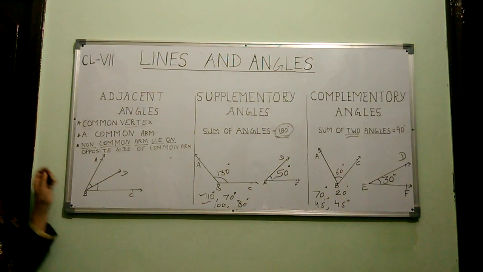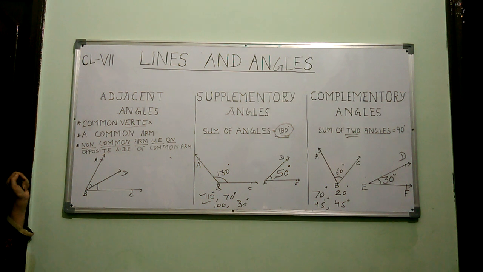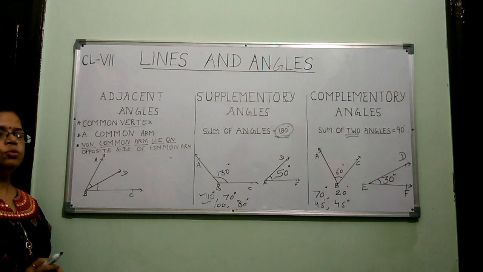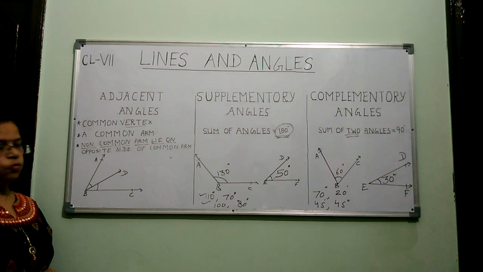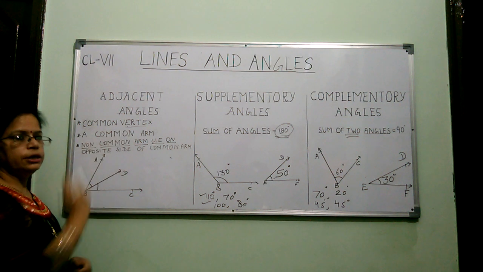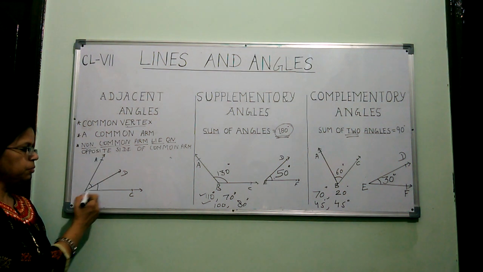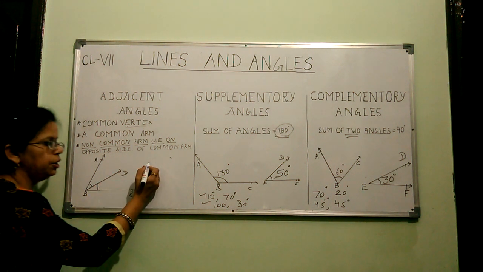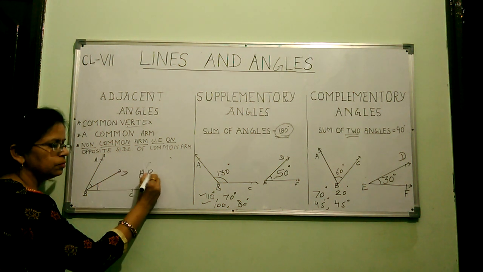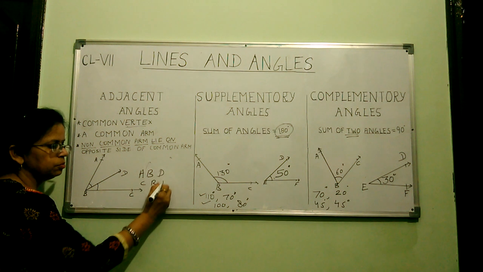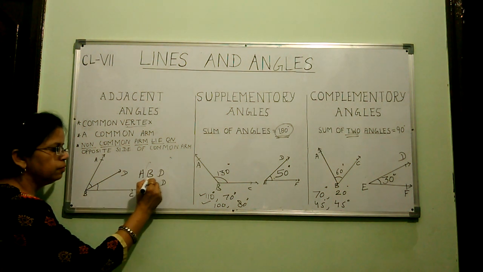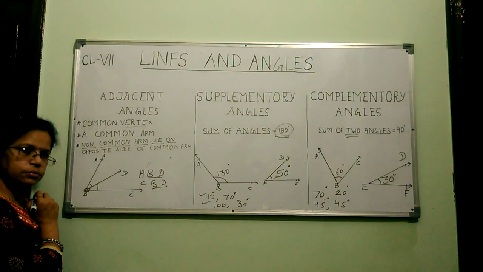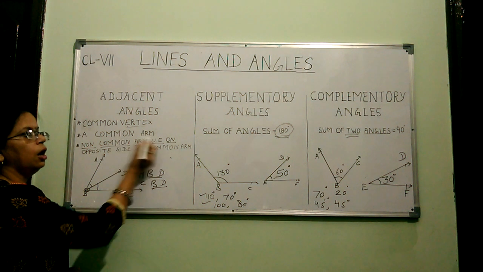And one more pair of angle, adjacent angle. For identifying adjacent angle, you must keep in your mind three conditions. First condition, common vertex. For example, ABD, first angle, and CBD. Both have B as the common vertex. And second condition, common arm.